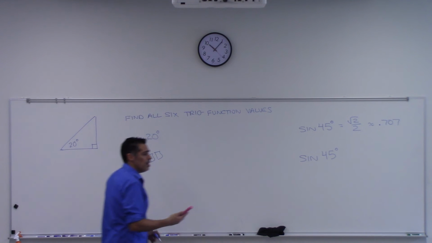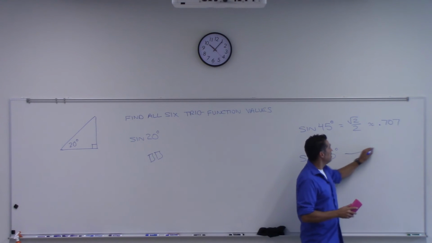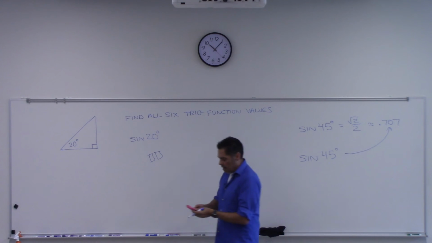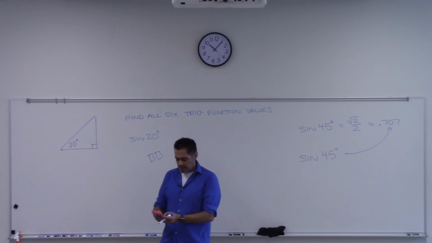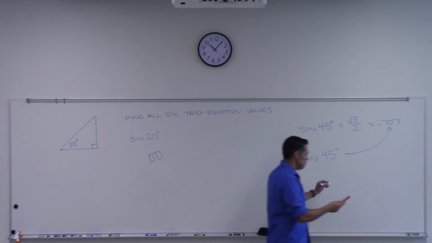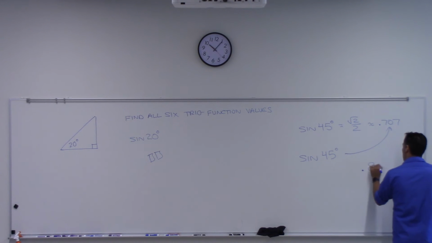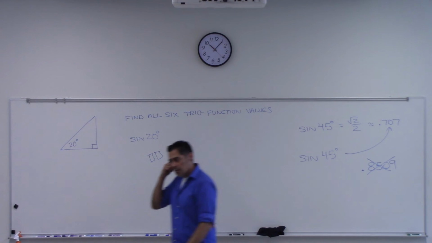When you get in degree mode, I want you to put in sine of 45 degrees, and you better get this answer. If you get 0.8509, anyone get that answer? Okay, that would mean you're in radian mode. That means you made a mistake. So not this. You need to be getting 0.707.